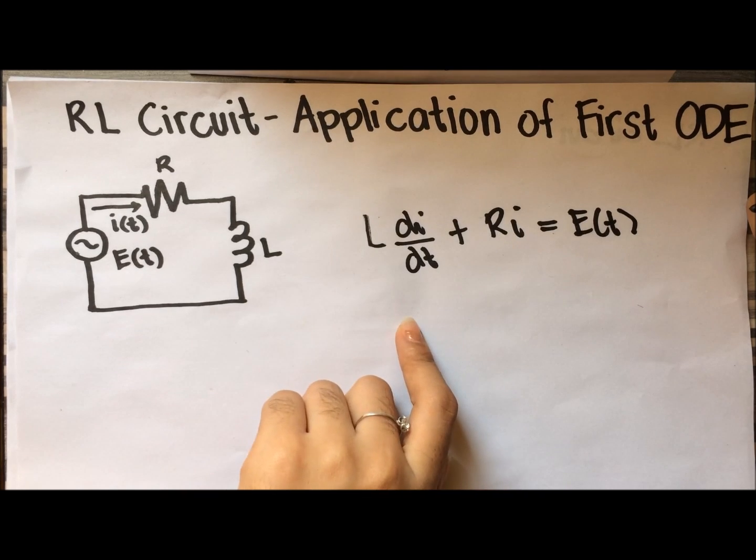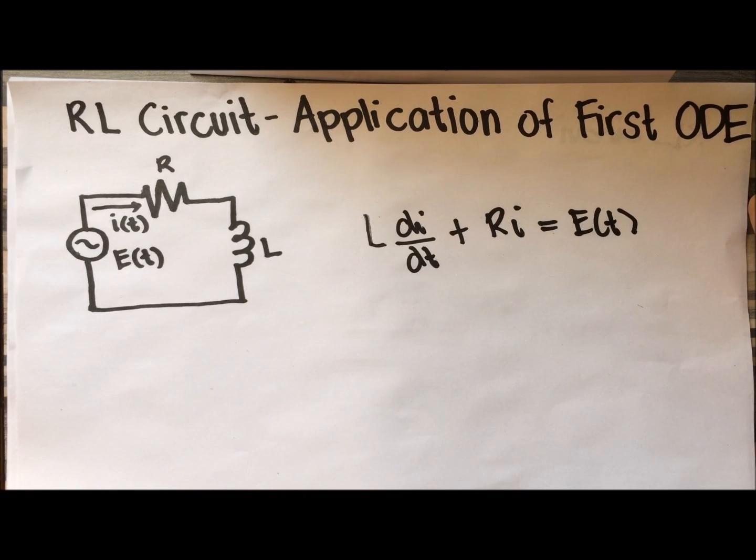This is the sum of the voltage drop across the inductor, L di/dt, and the voltage drop across the resistor, R times i, equal to the voltage E of t. Both L and R are constants. The current i of t is called the response of the system.